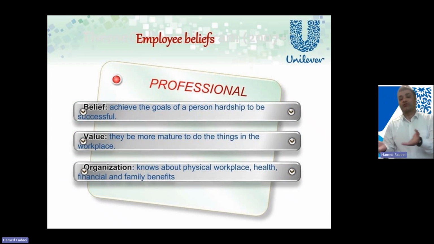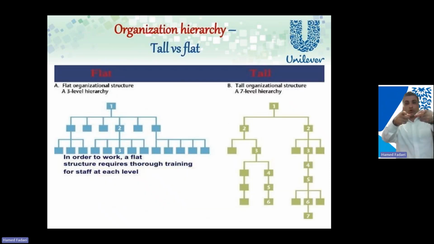Professional belief value: organizations achieve goals for the person to be successful. And about the value, they become more mature in doing things in the workplace. The organization knows about the physical workplace, health, financial, and family benefits.